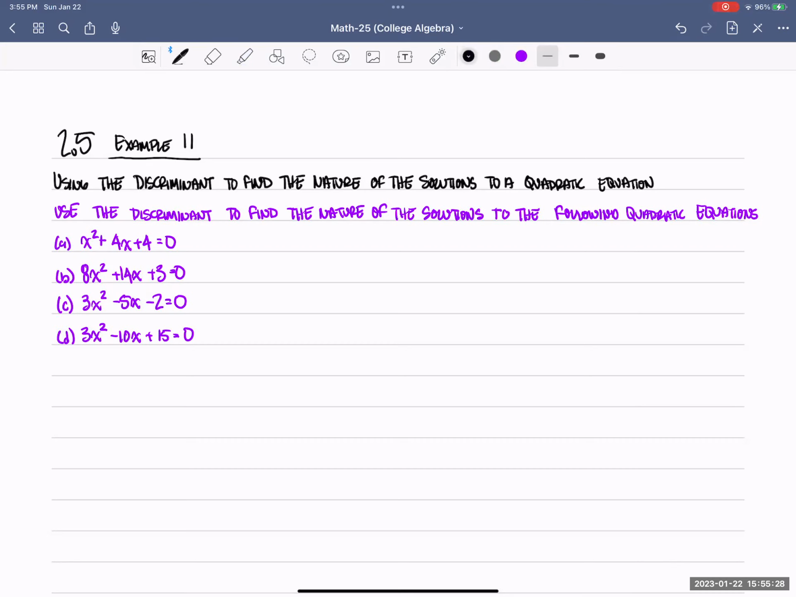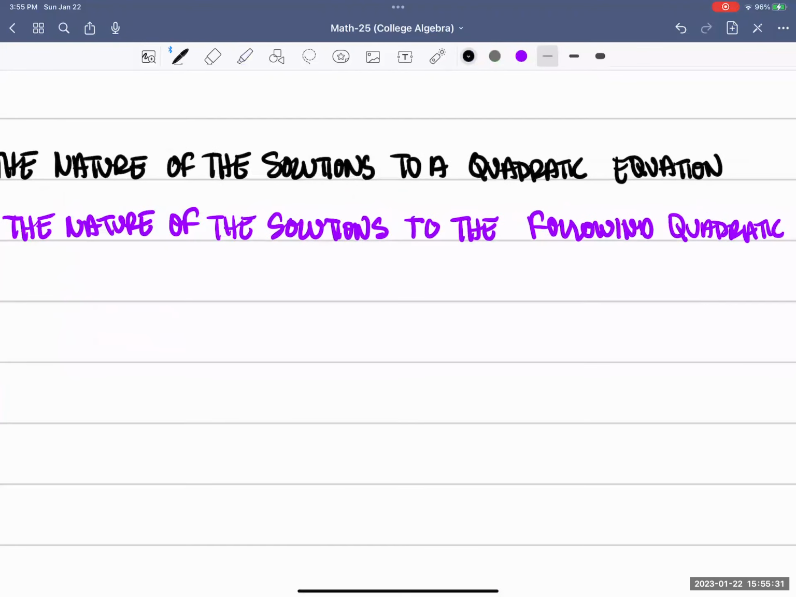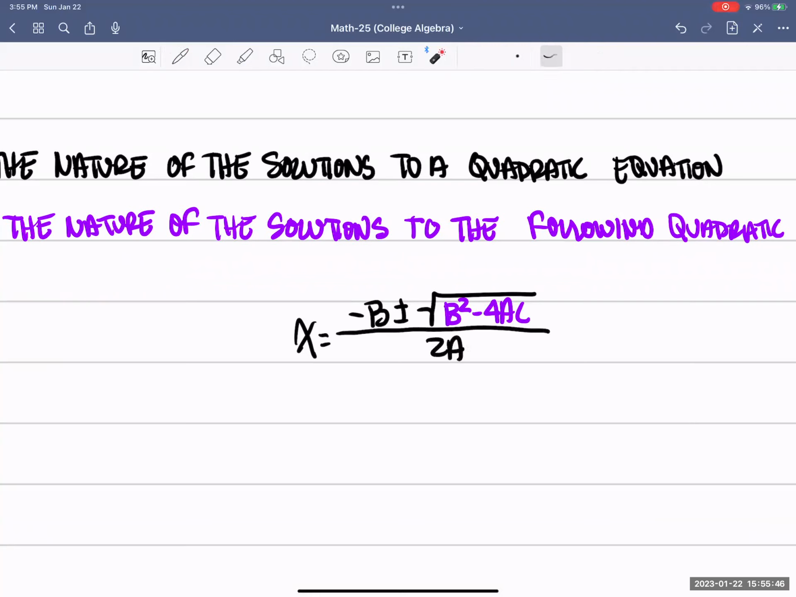In our quadratic formula, we have x is equal to negative b plus or minus the square root of b squared minus 4ac, all over 2a. Noticing this part here, we have seen two different scenarios. We have seen this being a positive value. We ended up with two solutions because of this plus or minus. We also saw the possibility of this being a negative number. That gave us two complex solutions.